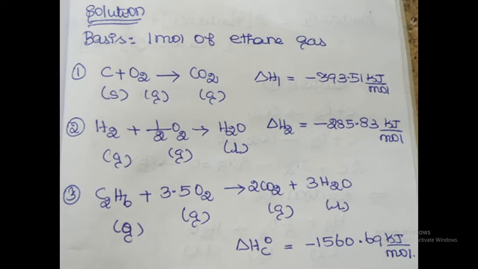Okay. Step number 2. Refer to the combustion reaction. Identify the number of moles of combustion products formed. Which one is the third reaction here? C2H6 plus 3.5 O2 gives 2CO2 plus 3H2O. This reaction is a combustion reaction. So identify the number of moles of combustion products formed. From this reaction, what are the combustion products? Carbon dioxide and water. Carbon dioxide 2 kilomole, water 3 kilomole. Are you clear or not?